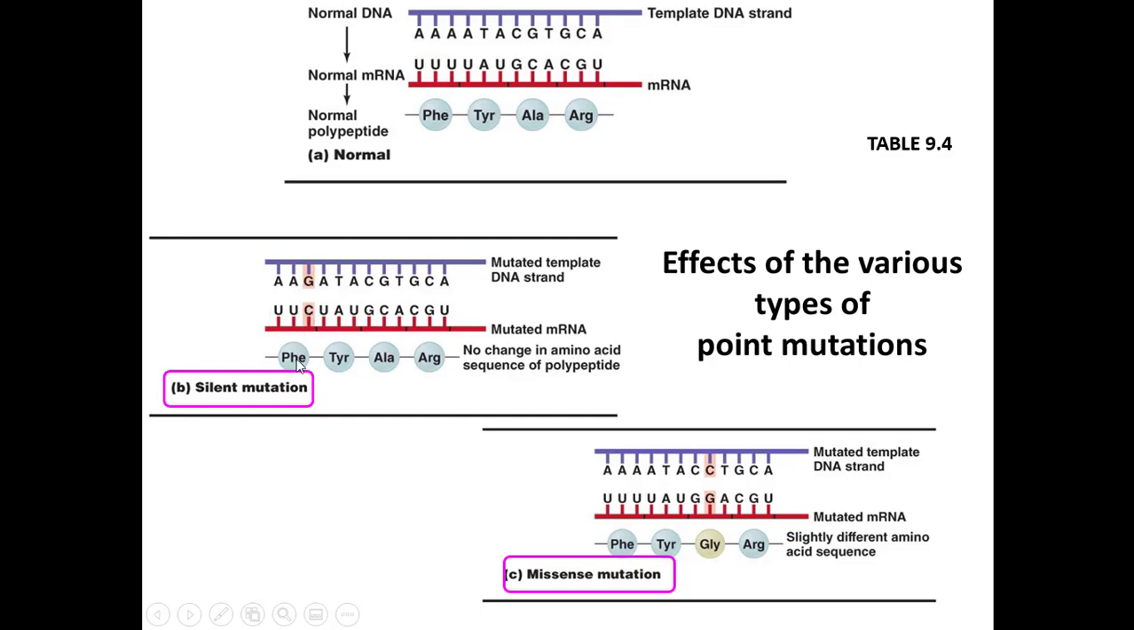A missense mutation. So down the line, we originally had a G right here. I'm going to change it to a C. And going through transcription, I'm going to bring in a G. And when I go through and read my 3-letter codons, I'm going to bring in glycine instead of alanine. So the gly versus the ala. Now, everything else is the same. Phenylalanine is the same, the tyrosine is the same, the arginine is the same. The only thing I've done in a missense mutation is change one amino acid.